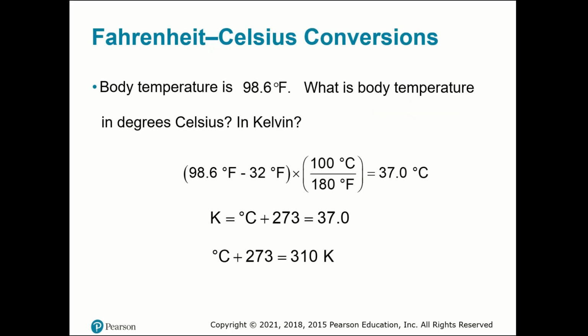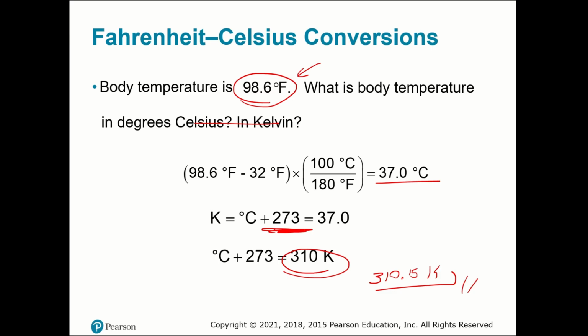So normal body temperature is 98.6 Fahrenheit. What is the body temperature in Celsius degrees? You're going to use the formula that I gave you and just substitute the values, and you're going to have 37 Celsius degrees. Then you convert to Kelvin, just add 273, and you're going to have 310 kelvins. If you use 0.15, you're going to have this.